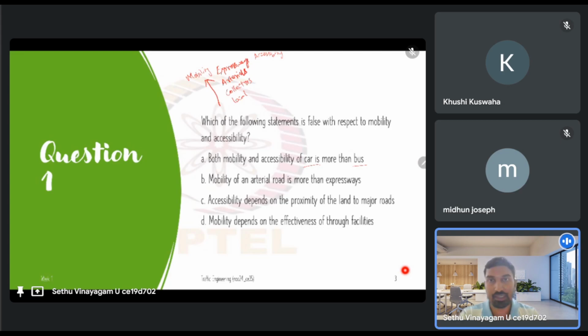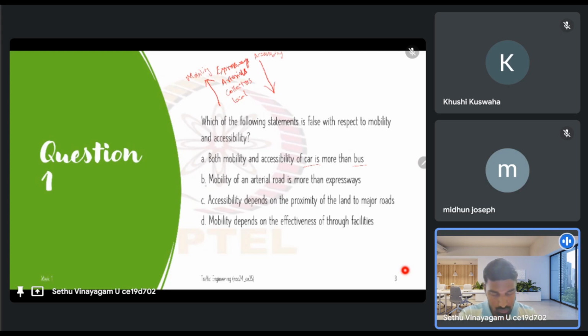So it is easier to enter into a local road, whereas it is very difficult for expressways because they are access controlled. You cannot get into an expressway at any location that you are interested in. They have very high restrictions on entering because they provide a high throughput in terms of mobility. So the accessibility varies like this: local streets have the highest accessibility, whereas expressways have the least accessibility.